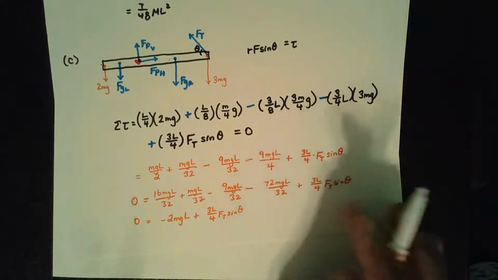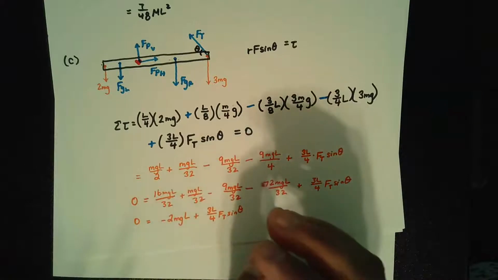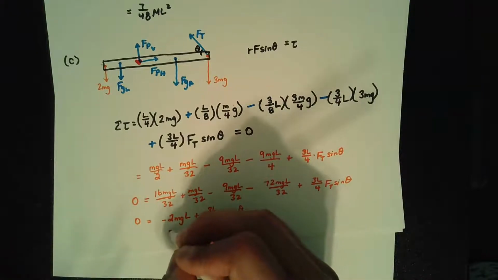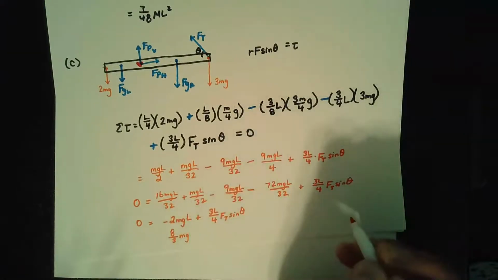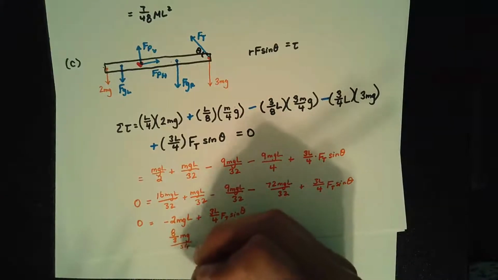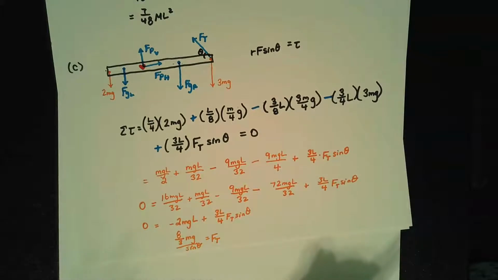Okay. So I think I'm going to get this right before the end. So I'm going to add that over. I'm going to multiply by 4. I'm going to divide by 3. Notice my L cancels out. So I get 8/3 mg divided by sine theta equals Ft. Wow, that was fun.